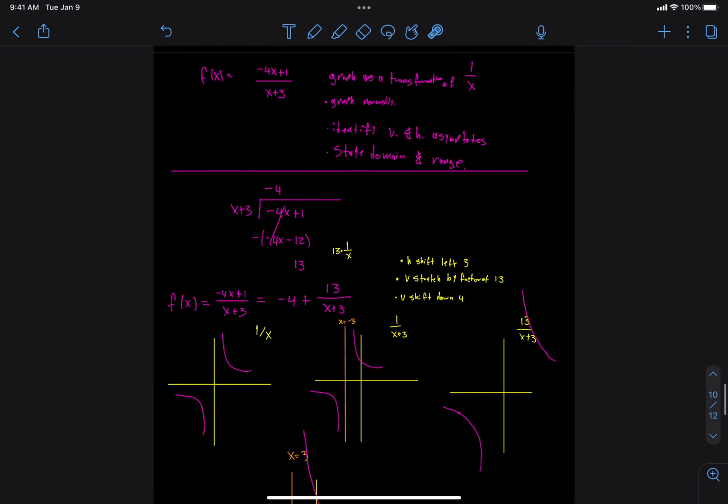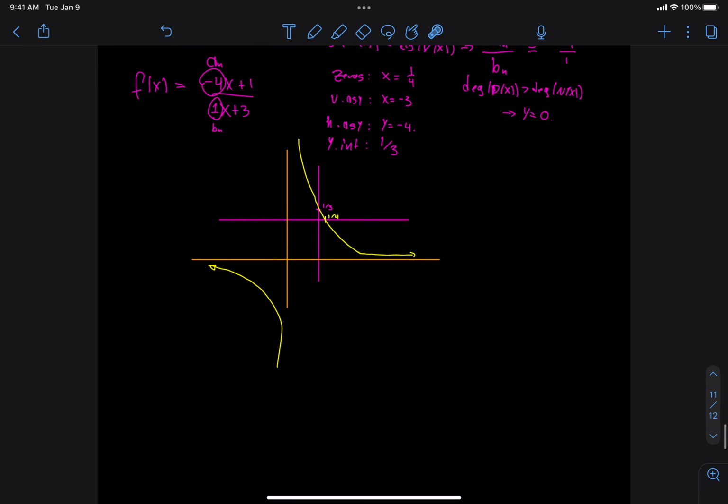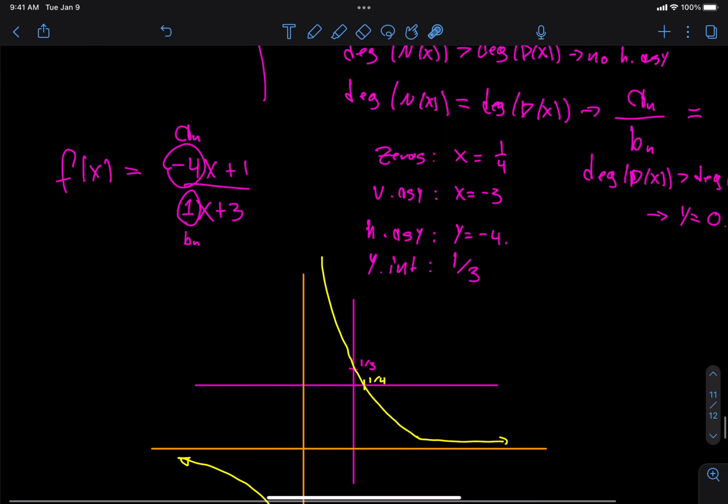So, how do I know that this function is going to be 0 when x is 1/4? Can anyone explain how I did that for Chris? Sorry? Set the numerator equals 0.